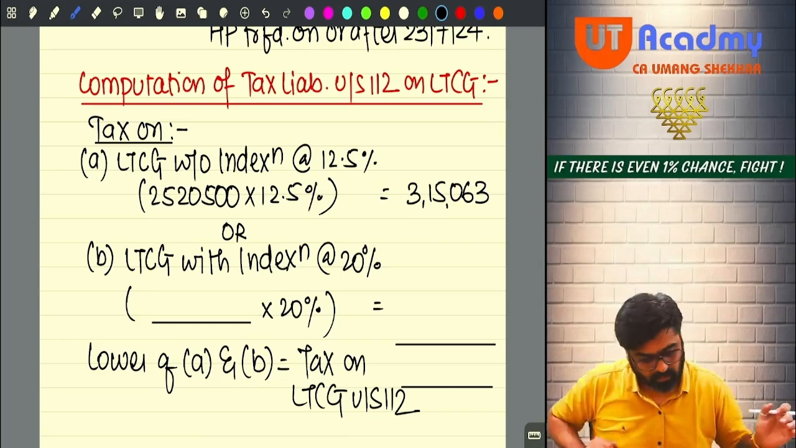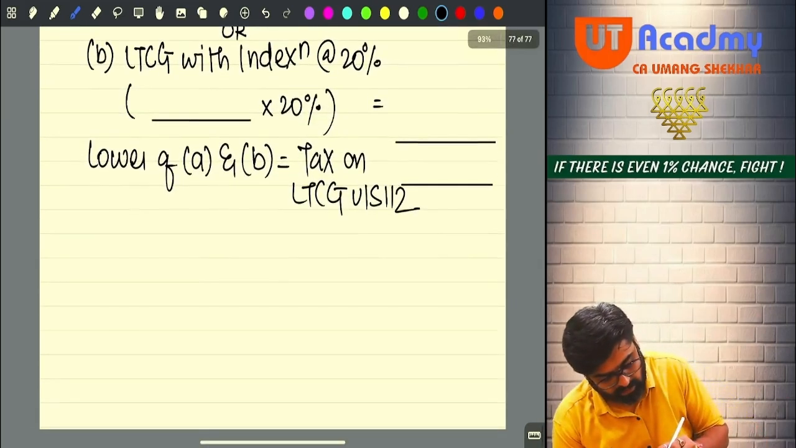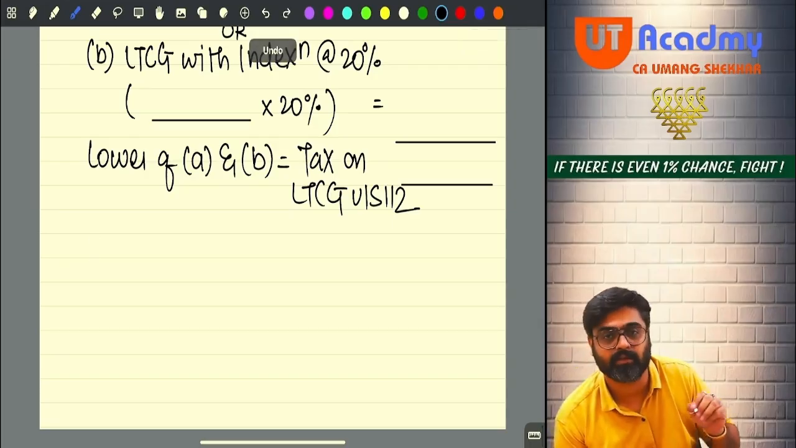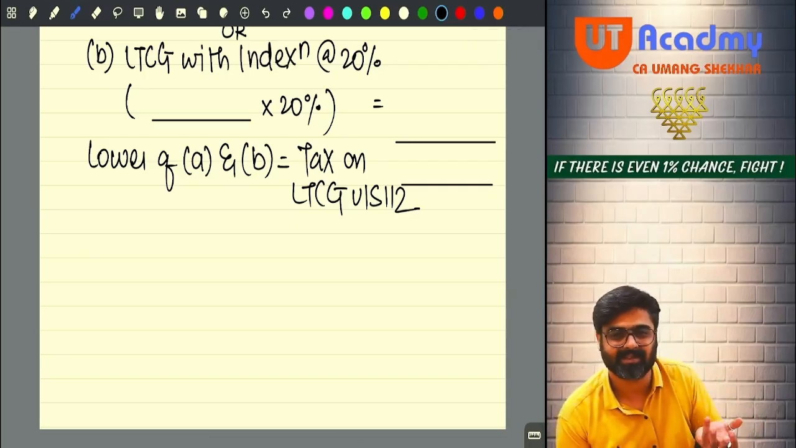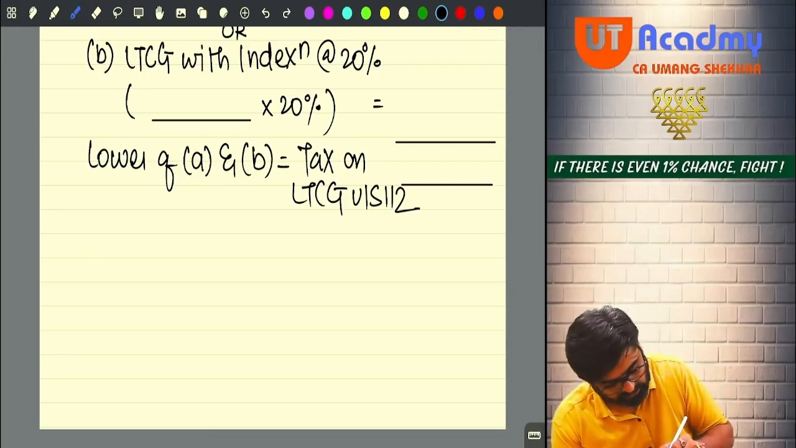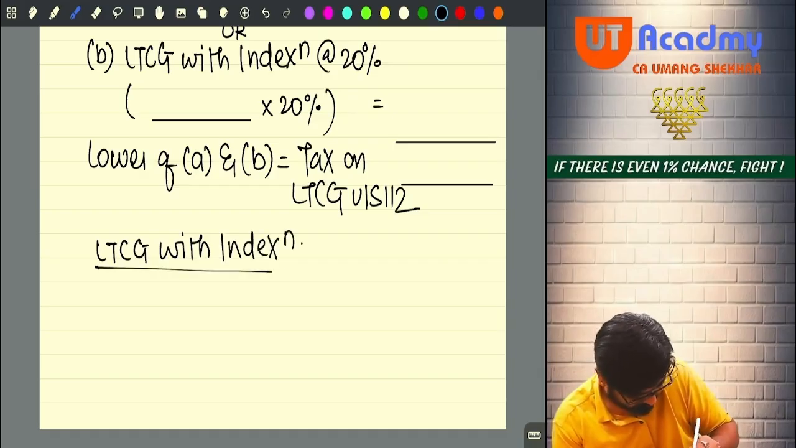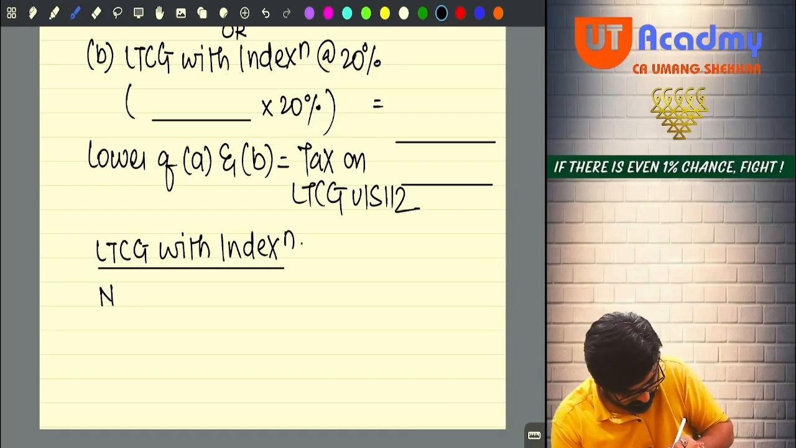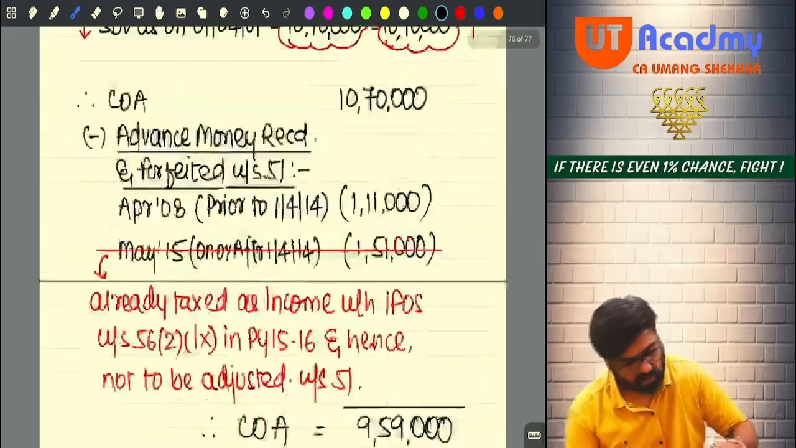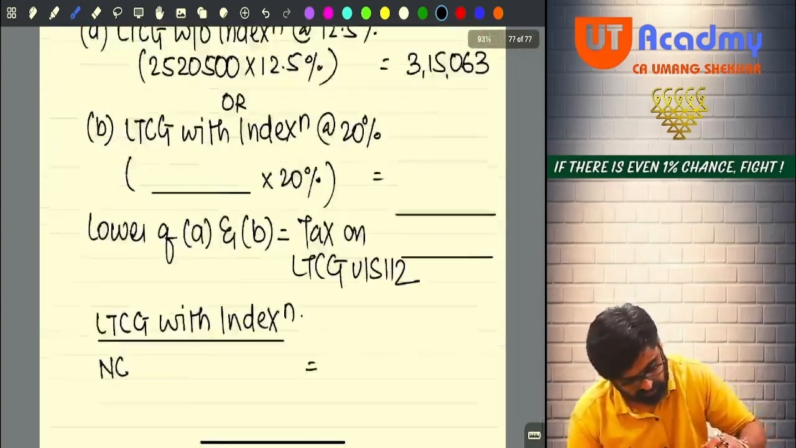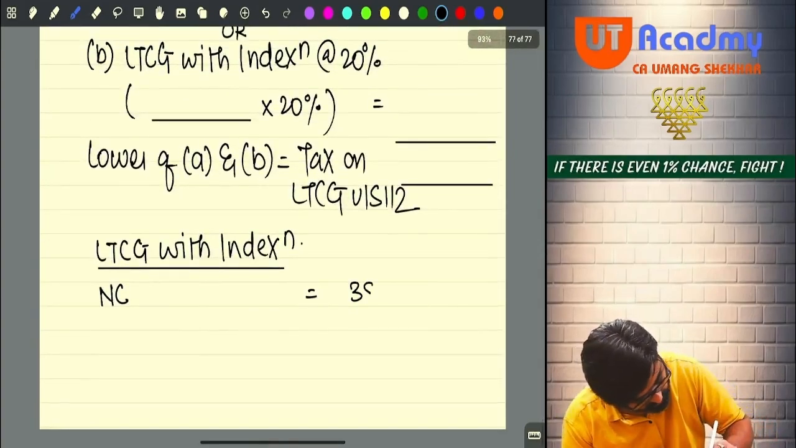Okay, no? So what will I do? Will I take full value of consideration? I'll directly start from net consideration only, because till net consideration, everything is the same, no? So I'll directly start LTCG with indexation. It will be net consideration of how much? How much was the net consideration, guys? 38,69,500.